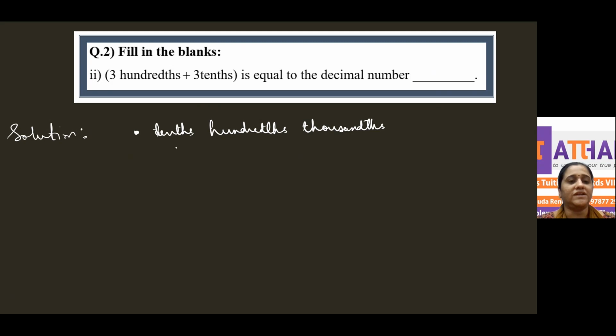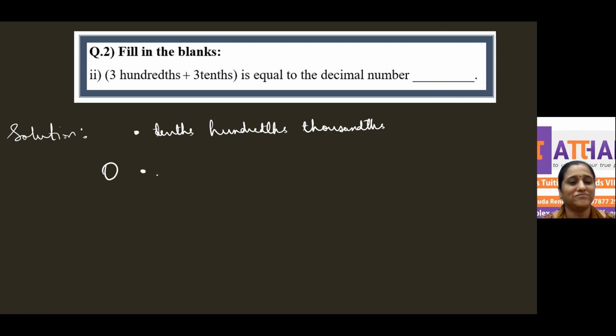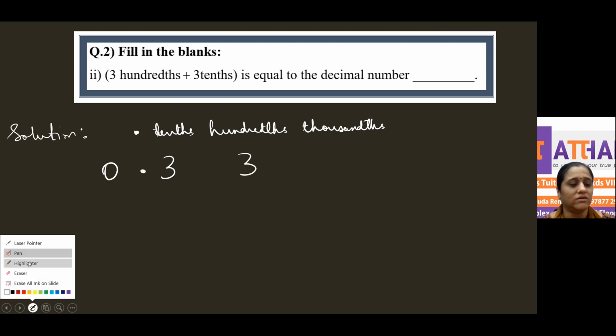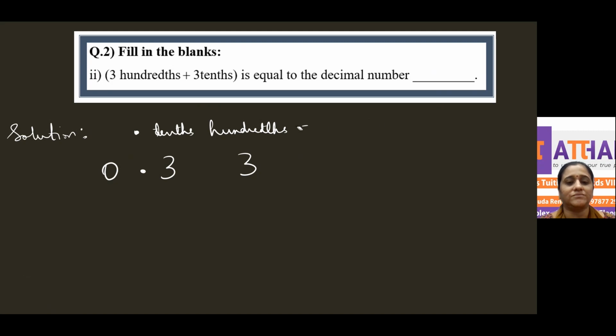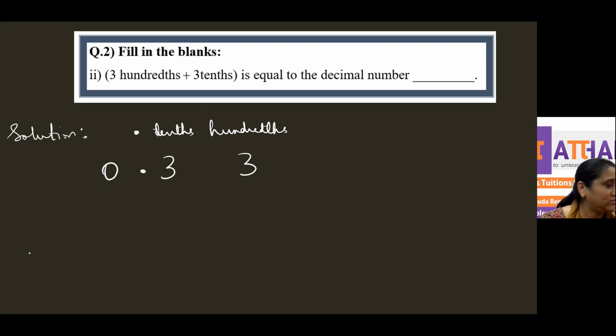All right. So in the ones place, what do you have? Nothing. In the tenths place, there's 3. The hundredths place? 3. So I don't have to write this thousandths place at all. This is not needed then. So what's the number? 0.33.